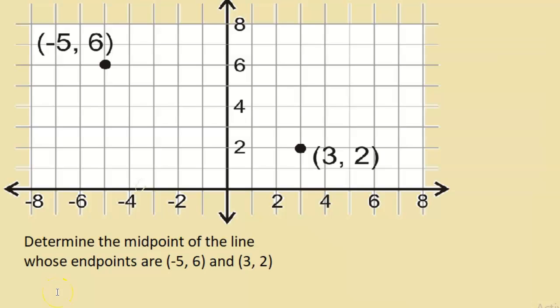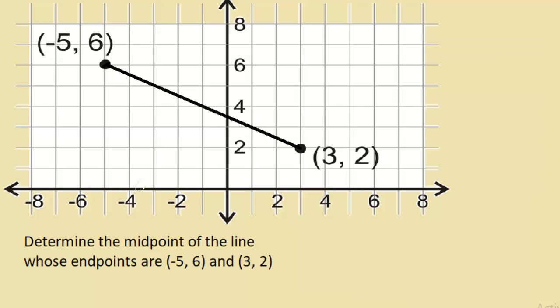So I guess there's a line. See if I can draw this line. I guess there's a line connecting these 2 points. Alright, this is a line connecting these 2 points. See if I can draw a better line. Alright, so we have a line connecting -5, 6 and 3, 2. And we want to find the midpoint of this line, or the center of this line.